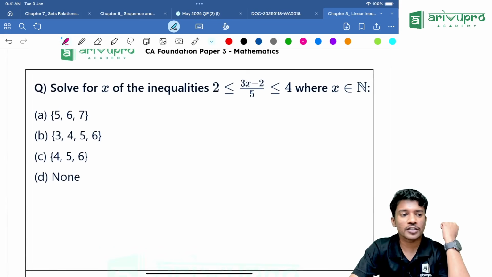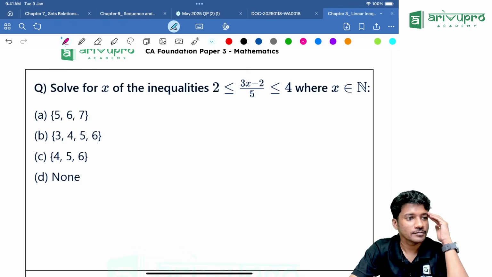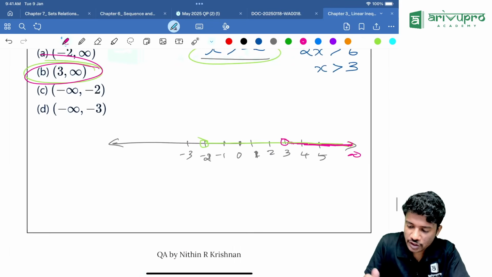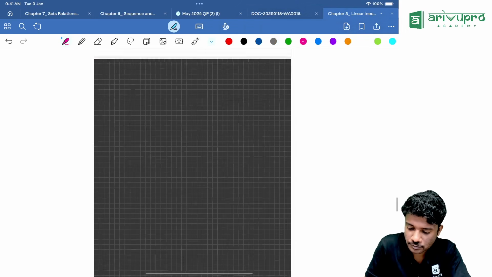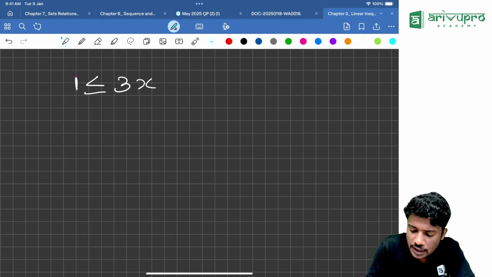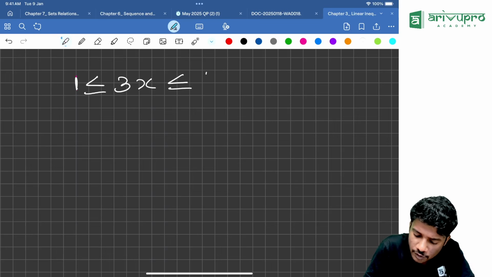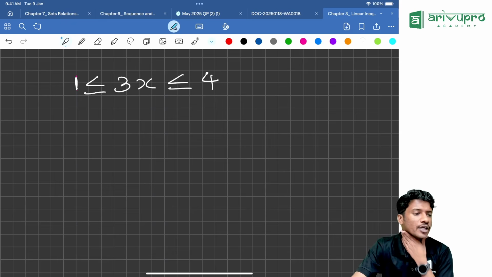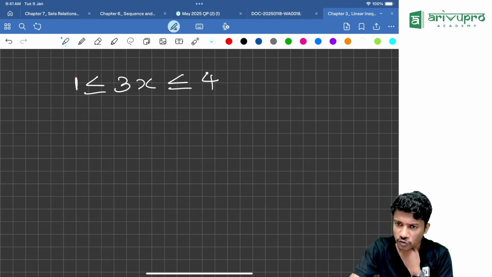So, two things are there. What to do here? Yes, I will just give you some tips. For example, it is like 1 less than or equal to 3x less than or equal to, how much we can take, 4. Okay, 1 less than or equal to 3x less than or equal to 4.